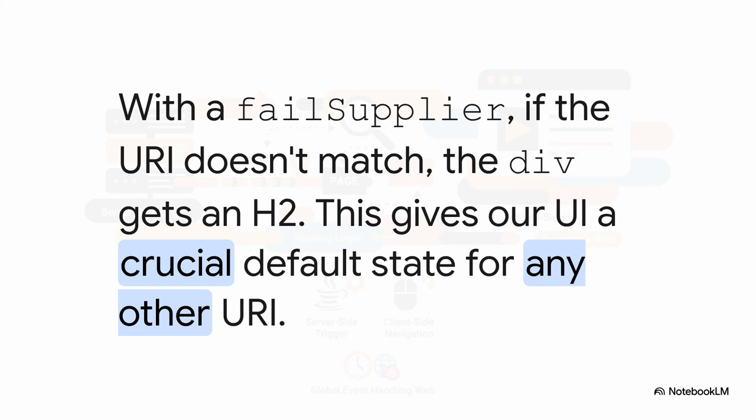If the URI starts with /UI/user, the div gets the h1 tag. For absolutely any other URI, it gets the h2 tag. This gives our UI a default state, which is totally crucial for a good user experience.